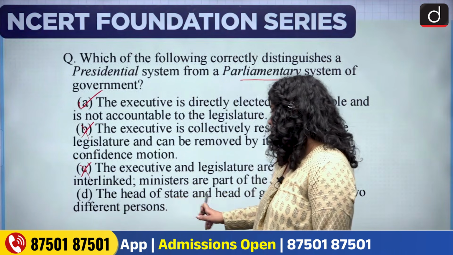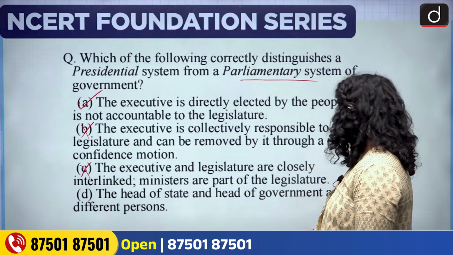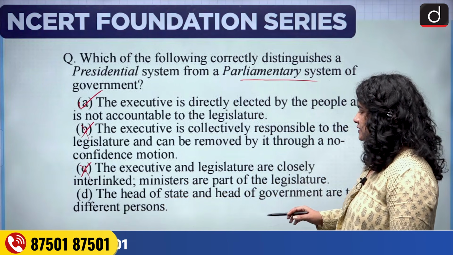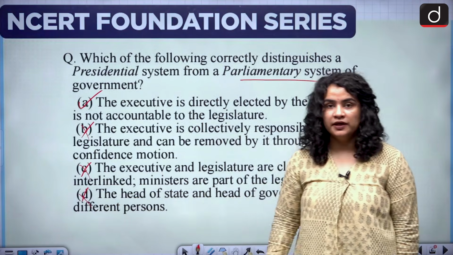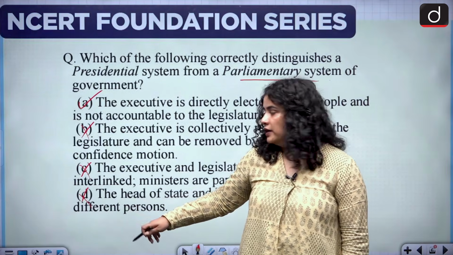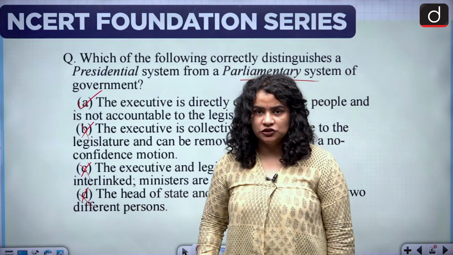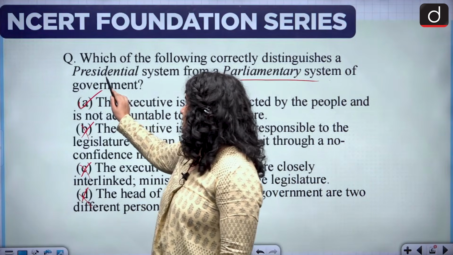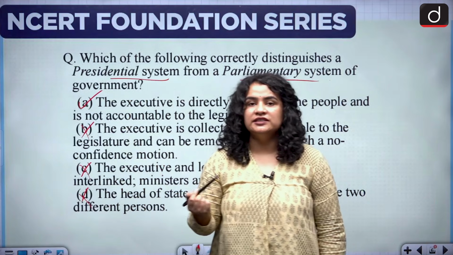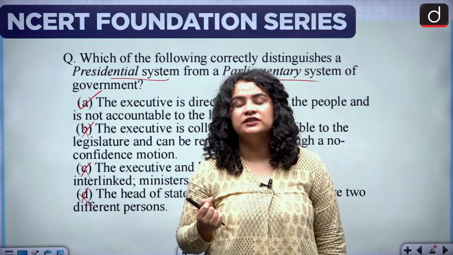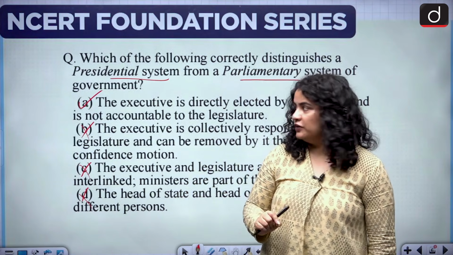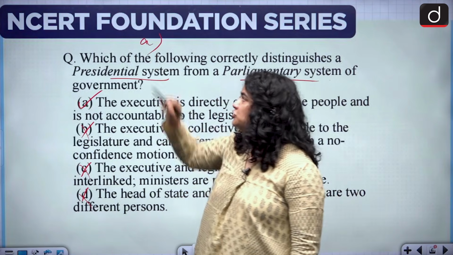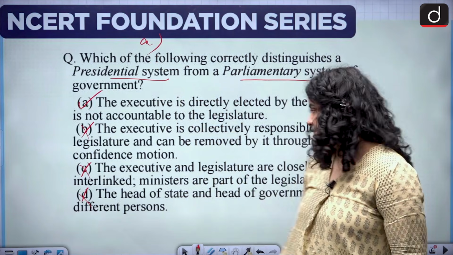Option D says the head of state and head of government are two different persons. So this is not true of the presidential form. This is true of the parliamentary form, and to some extent even the semi-presidential form, whereas when we talk about the presidential system, the very first thing that we discussed was that the head of the state and the head of the government are the same person, that is the president. So we have option A as our correct answer.